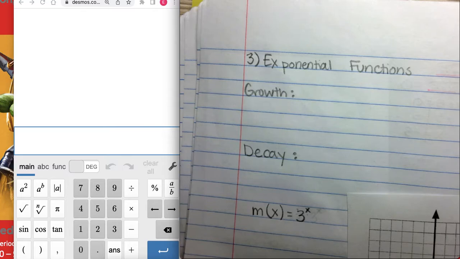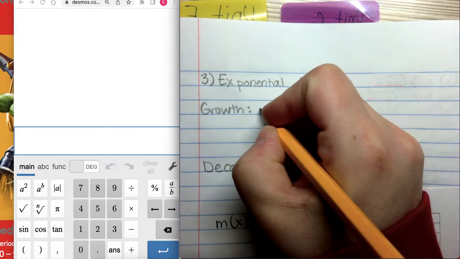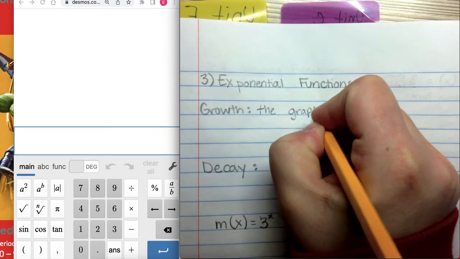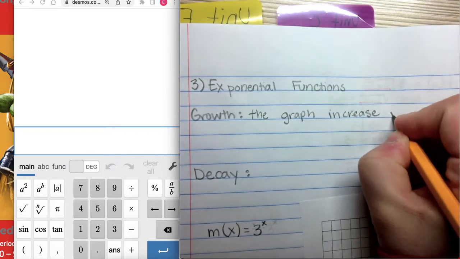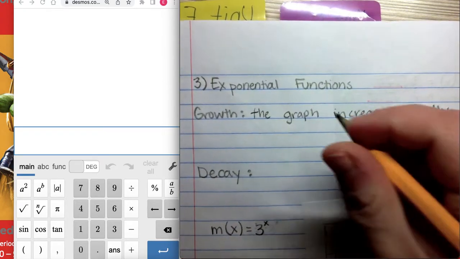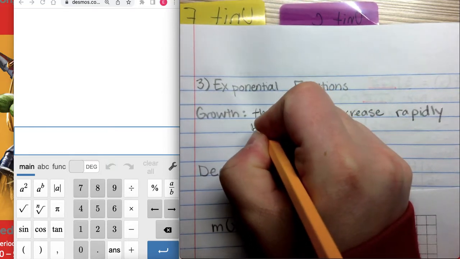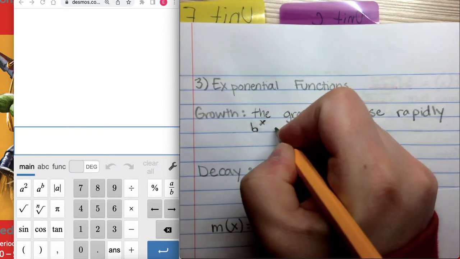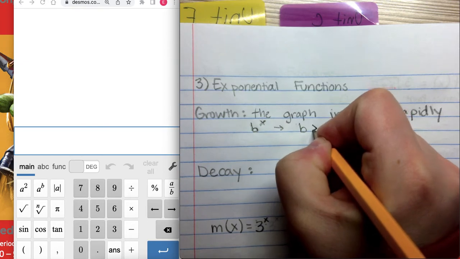How exciting. Okay, so exponential growth is a way that the graph is going to increase rapidly. So it's going to grow really, really fast. So that's why it's called growth. And this happens when it's b to the x power. So x is actually the exponent this time. Whatever we're taking to that exponent, b has to be bigger than 1.